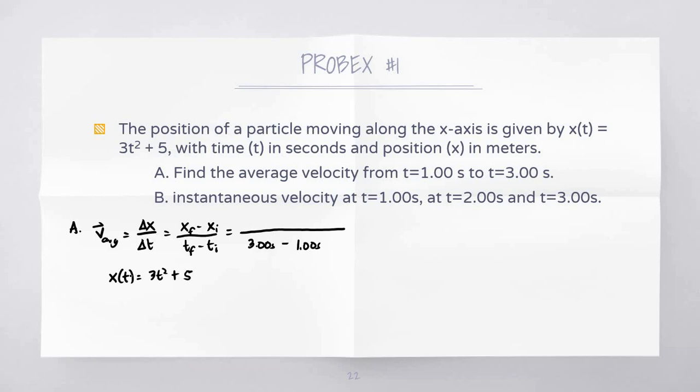Alright. So what will we do to find the final position x and the initial position x? So let's write here initial position x. Since this is a function of time, we can substitute the initial time inside to solve for the initial position x. So this is also equal to x of 1. So x of 1, that means this is 3 times 1 squared plus 5. So this is equal to 3 times 1, because 1 squared is equal to 1. So 3 times 1 is 3 plus 5. This gives us a value of 8.